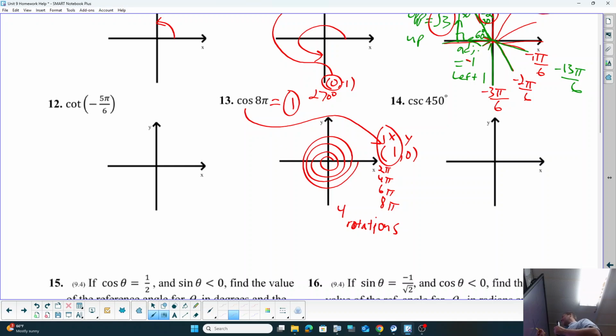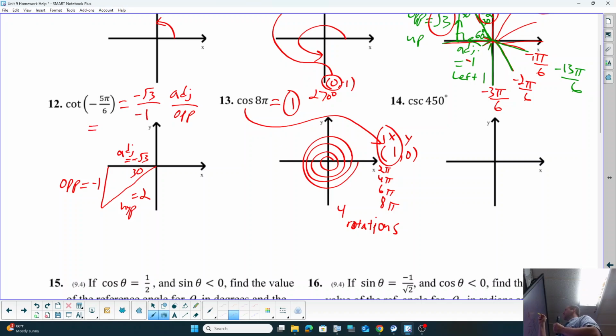That's negative 5 pi over 6. I think it's actually down here. So that's a 30, 60, 90 right triangle. Opposite the 30 degrees, as well as adjacent and hypotenuse, that's going to be a negative 1, a negative radical 3, and a 2. So cotangent is adjacent over opposite, which is negative radical 3 over negative 1. Negative divided by negative is a positive. Radical 3 should be our answer for 12.